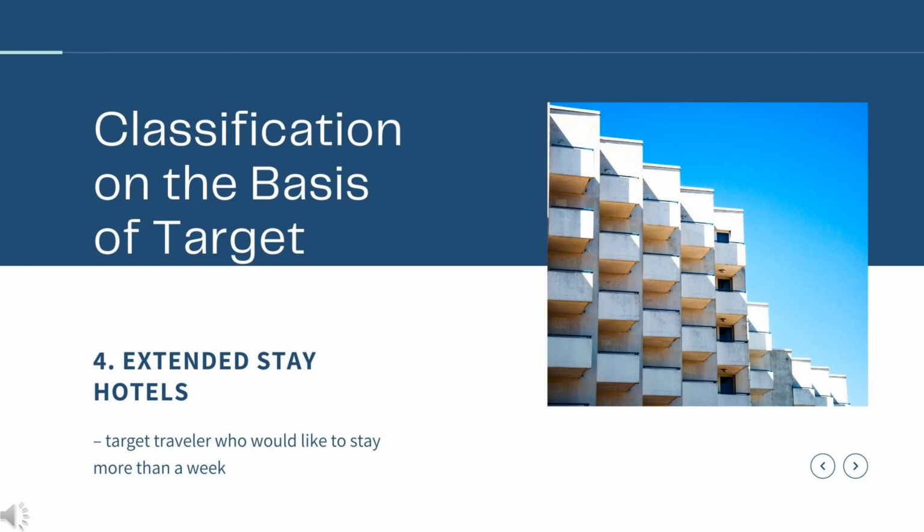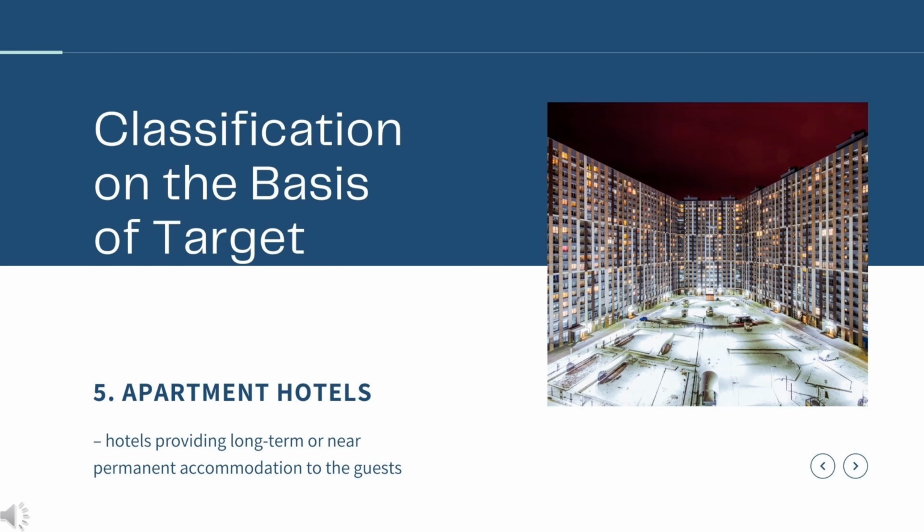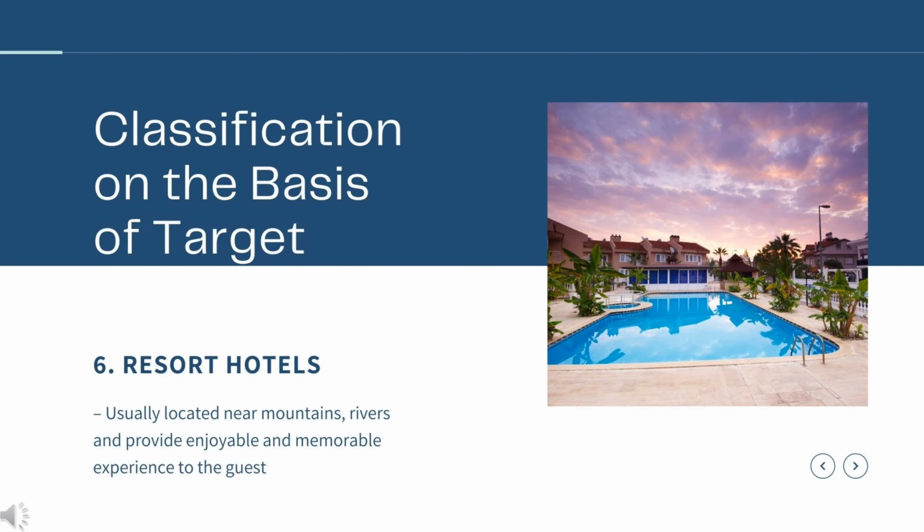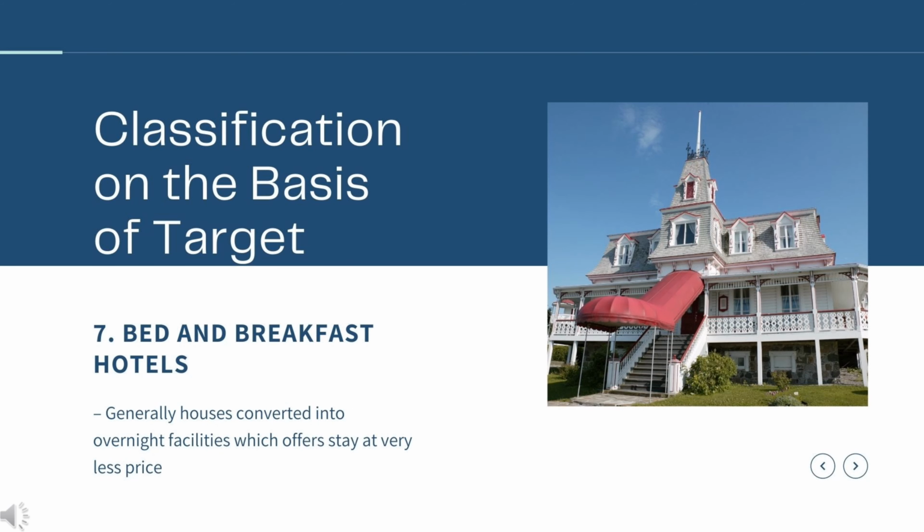Number 4. Extended stay hotels. They target travelers who would like to stay more than a week. Number 5. Apartment hotels. Hotels provide long-term or near-permanent accommodation to the guests. Number 6. Resort hotels. Usually located near mountains, rivers, and provide enjoyable and memorable experience to the guests. Number 7. Bed and breakfast hotels. Generally houses converted into overnight facilities which offer stay at a very low price.